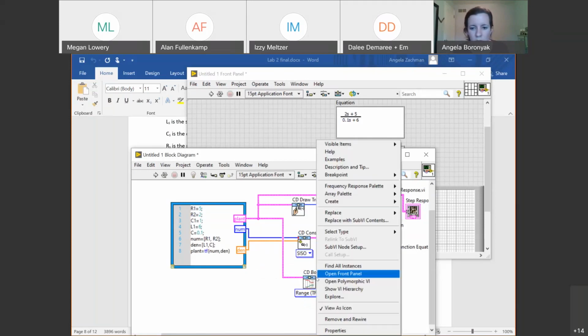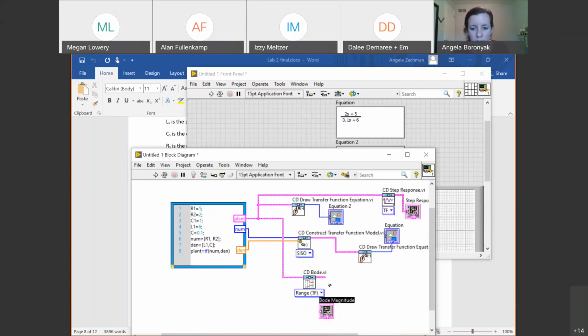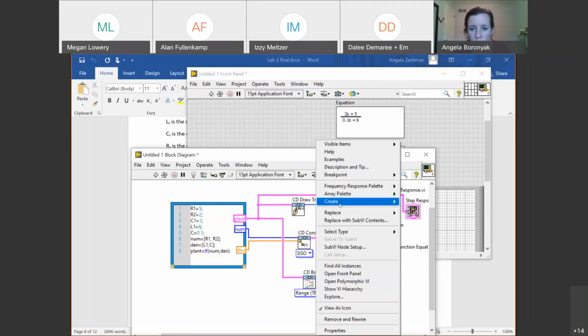Again, the whole nice thing about computer programs is they can do a lot of the work for me. So to each output, I right click and say create indicator. That made my Bode magnitude graph. The nice point of doing this by saying create indicator, instead of going to your front panel and making a graph, is it also names them appropriately for you, which is nice. Create indicator.